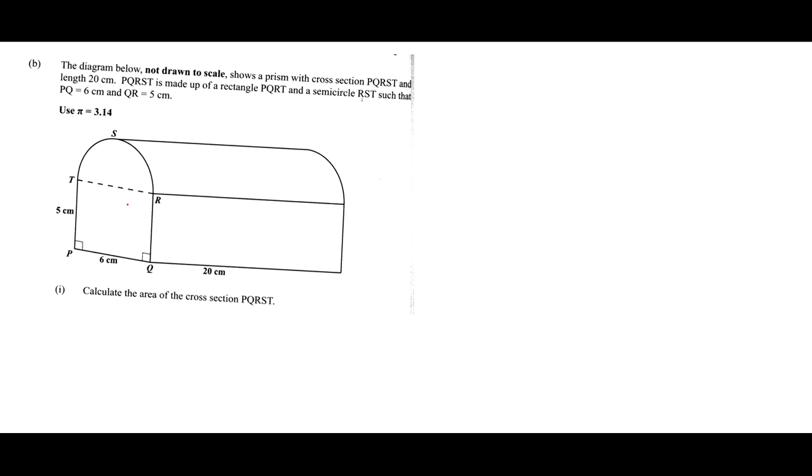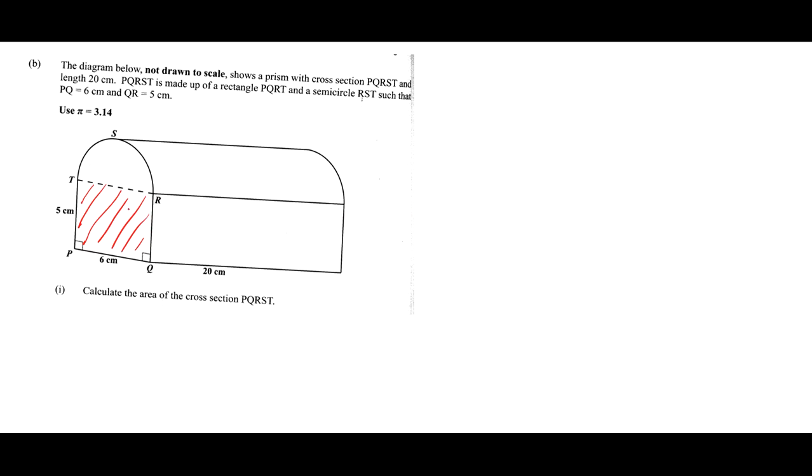This next part of the same question, we have a diagram now drawn to scale. It shows a prism with cross section PQRST and length 20 cm. PQRST is made up of a rectangle PQRT and a semicircle RST, such that PQ is 6 cm and QR is 5 cm. So they want the area of the cross section PQRST. So we can do this in two parts. We have this piece here, which is the rectangle.